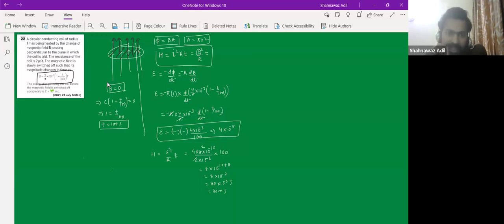Okay, let's see that. So the radius is this, 2 micro, and then d phi by dt, 1 minus t by 100. This goes outside, pi cancels, 4 into 10 to the power minus 3, and this is minus 1 by 100. So this is correct, 4 into 10 to the power minus 5. Yeah, and then minus 10. So this is okay.